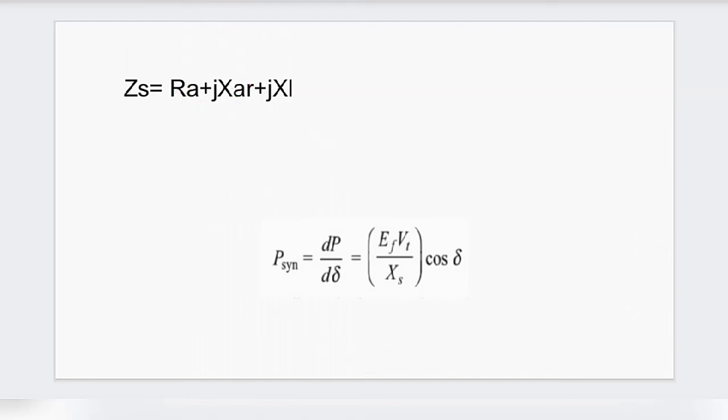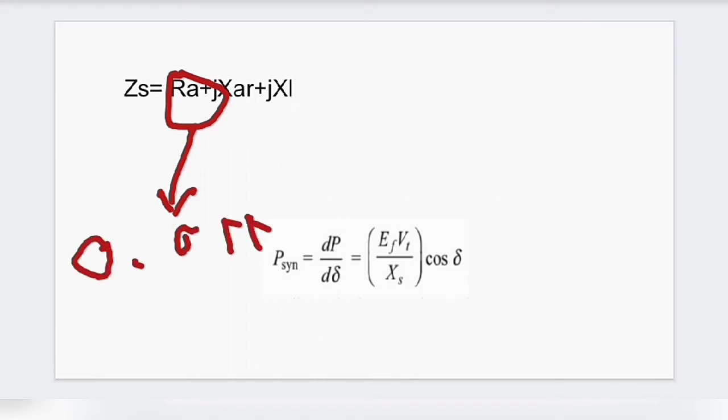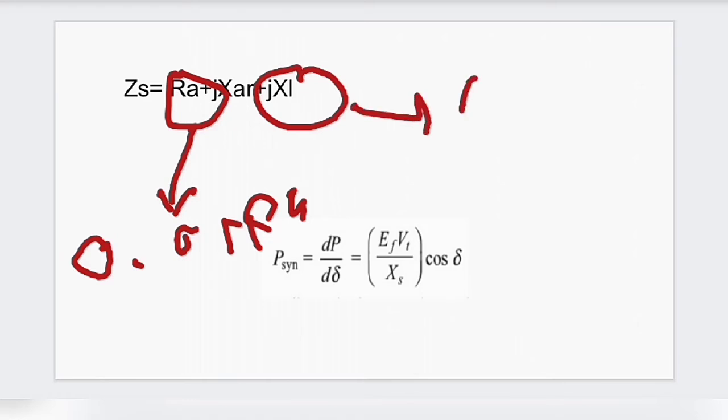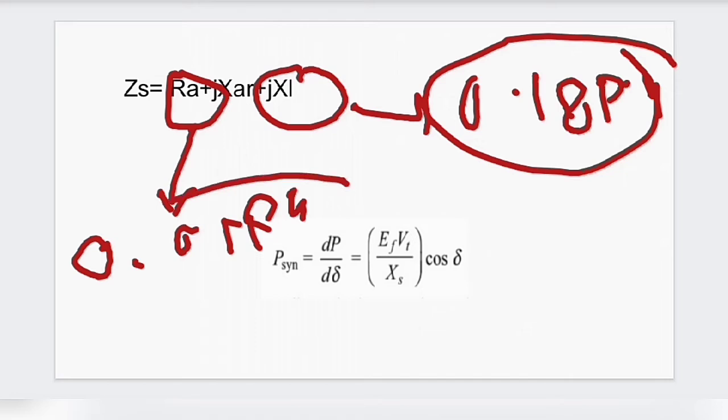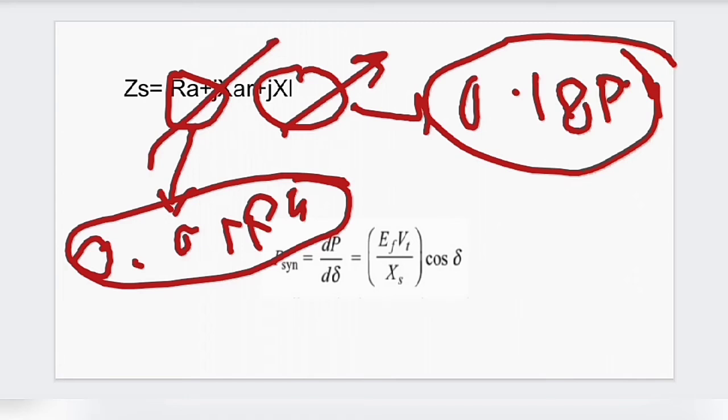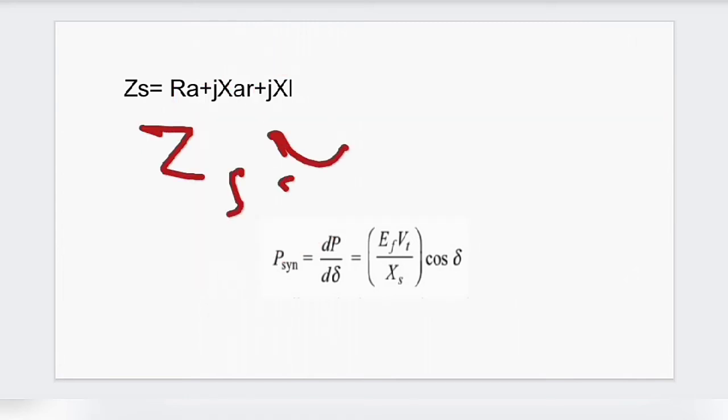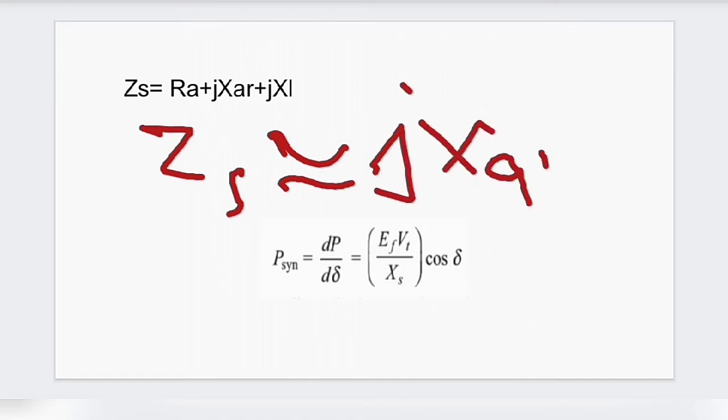So the contribution of armature resistance is the least, 0.01 per unit. For leakage reactance, its value is 0.18 per unit. Because of this low contribution, we can also neglect it. So we can say it is approximately equal to jXAR, also called jXS, the synchronous reactance.